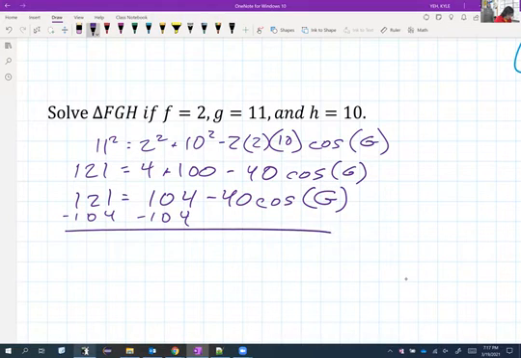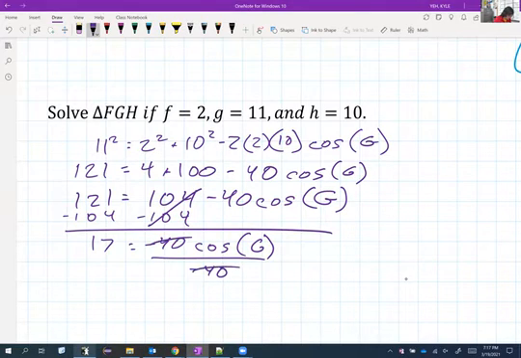We could move the 104 over. So 17 equals negative 40 cosine of angle G. And in our quest to get angle G by itself, we could divide by negative 40. So 17 over negative 40 equals cosine G.